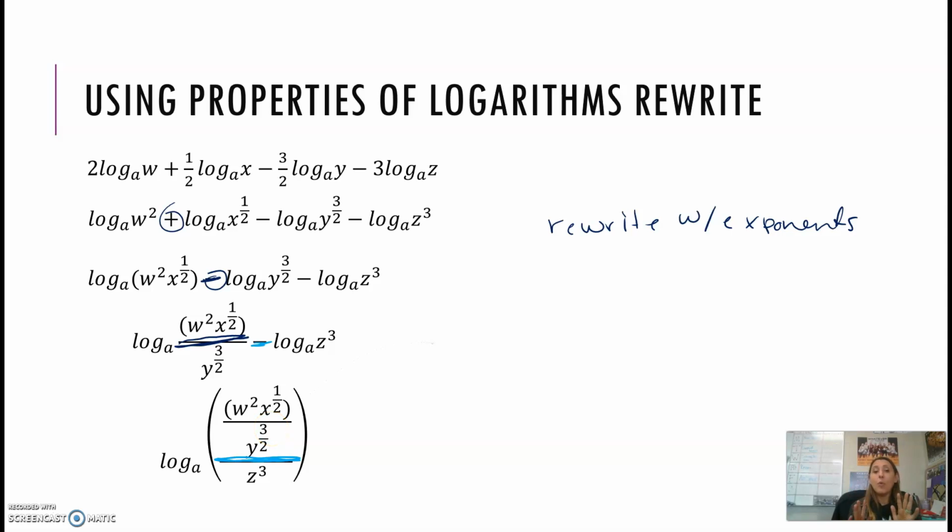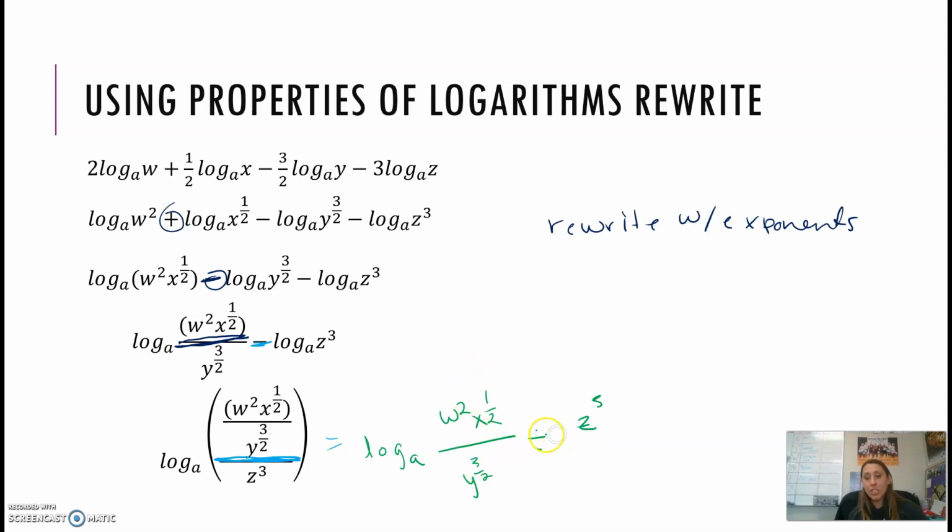Now, when we have a fraction within a fraction, which is what we have here, that can be rewritten. We could rewrite all of this so it looks a little more familiar. I'll do green. So we could rewrite this technically like this: log base a of w squared x to the 1/2 over y to the 3/2 divided by z cubed. Well, no, this looks like a rational expression. It is a rational expression. We have to keep this one the same.